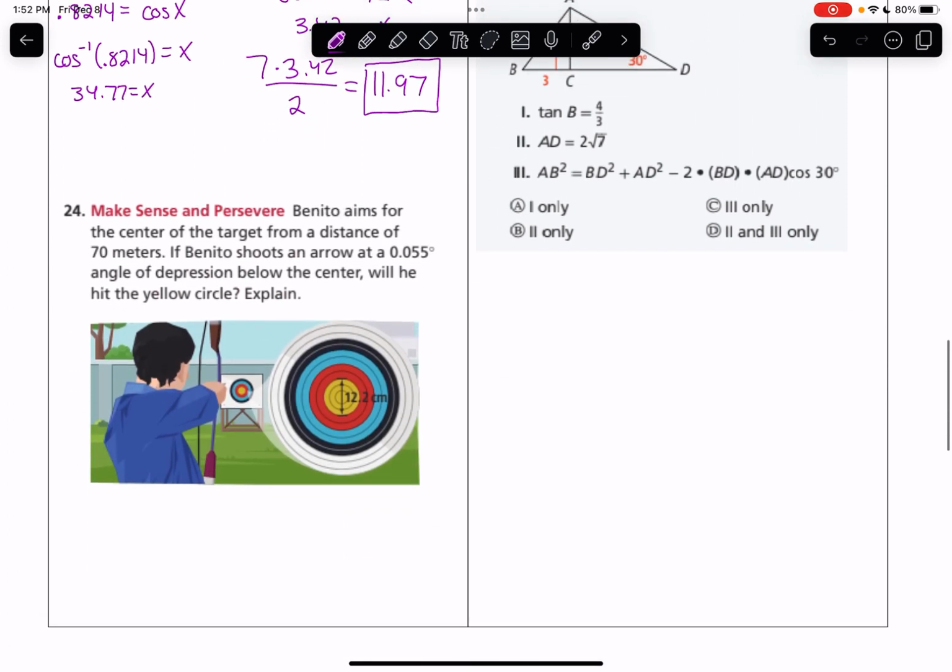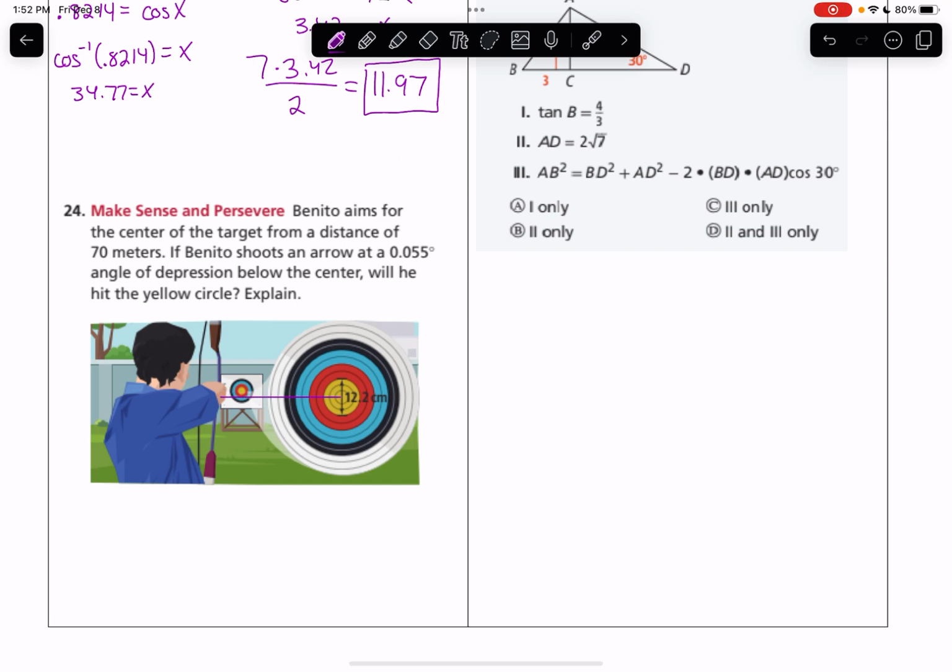Number 24, Benito aims for the center of the target from a distance of 70 meters. If Benito shoots the arrow at a 0.055 degree angle of depression below the center, will he hit the yellow circle, and explain. So here's the center.